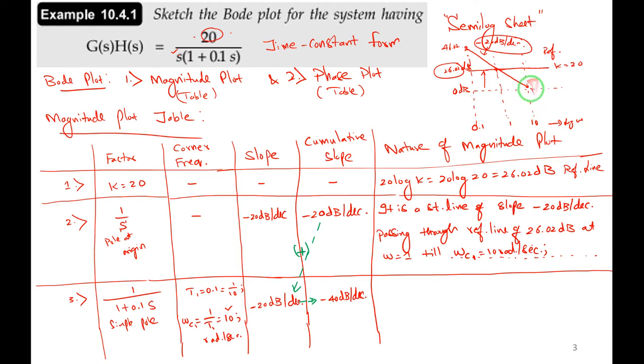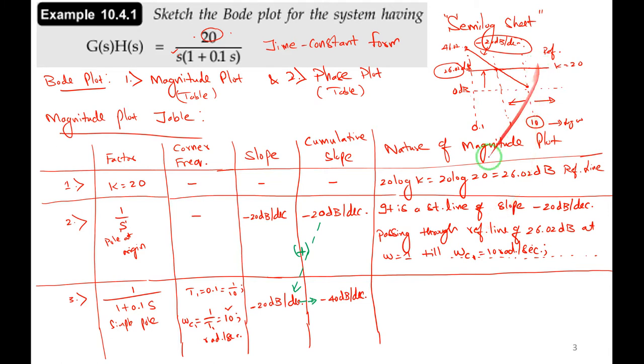Next, after the corner frequency, the slope has to change compulsorily. This is the corner frequency omega c1 equal to 10 radians per second. Before it, the slope should not change. Slope is not changing. Next, it has to change compulsorily because this is the lower frequency area, and after 10 radians it is the higher frequency. Slope has to compulsorily change.